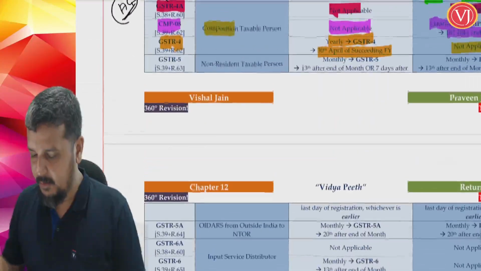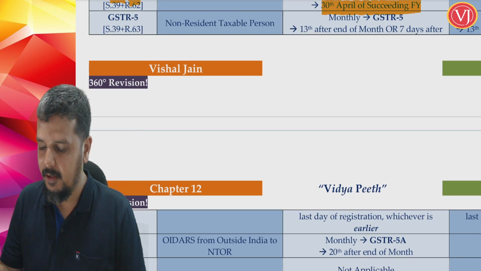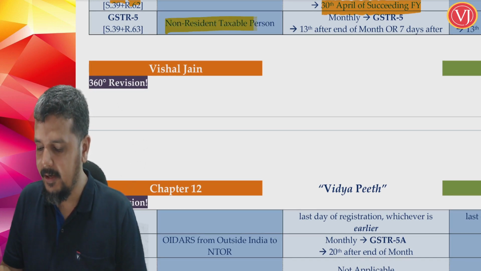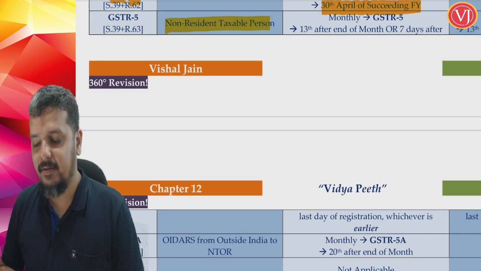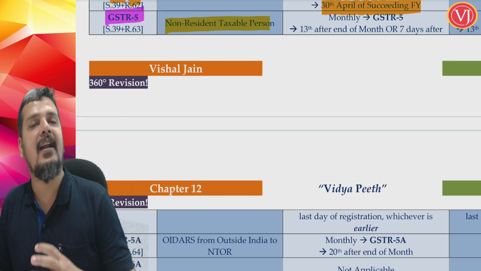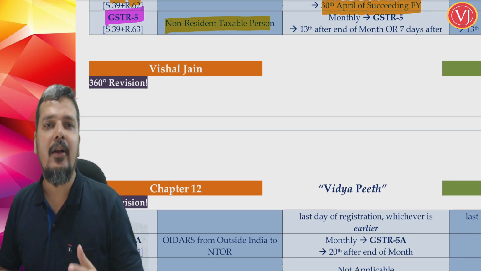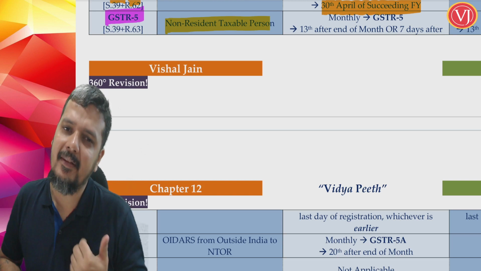Now, we are talking about the next type of return, which is your NRTP return, non-resident taxable person. They will file their GSTR 5. Understand that from now on, your due date of return filing and due date of payment is the same.